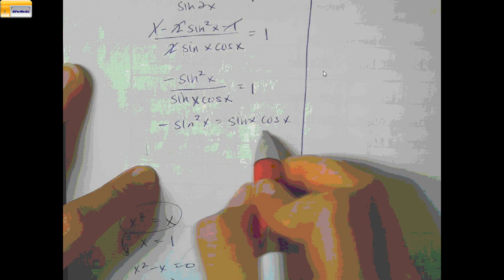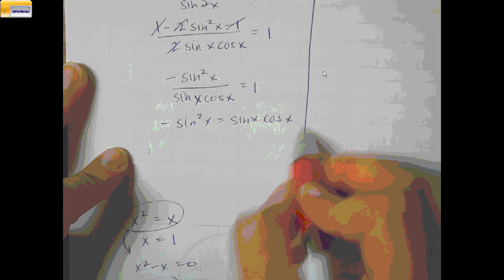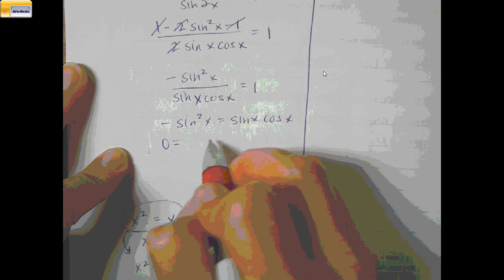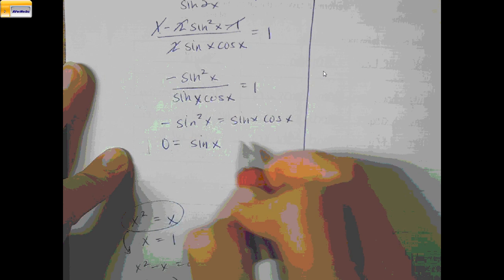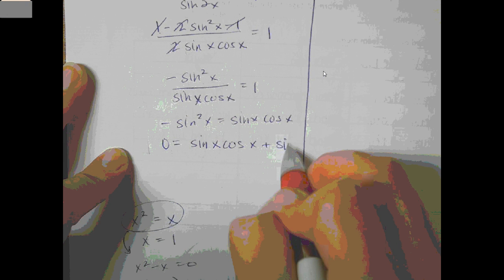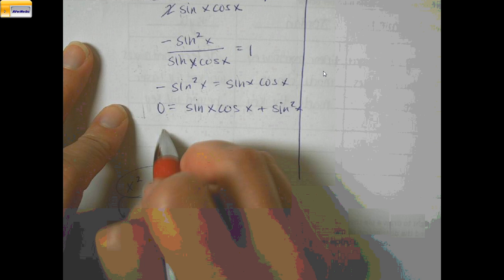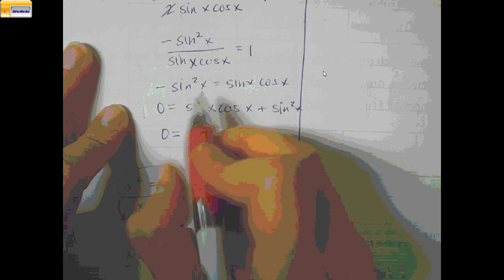Subtract it from both sides. Or actually, let's make it easy. Let's make everybody positive. Let's add sine squared x to both sides. And we have sort of a quadratic equation going on here because one of them is squared. So let's take sine out of both of them. So we're factoring is what we're doing here.